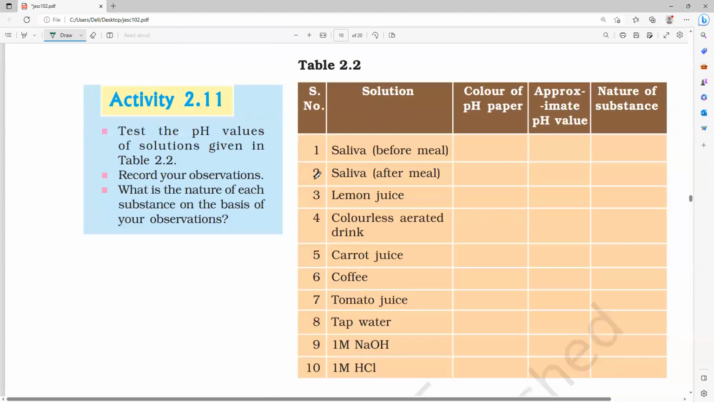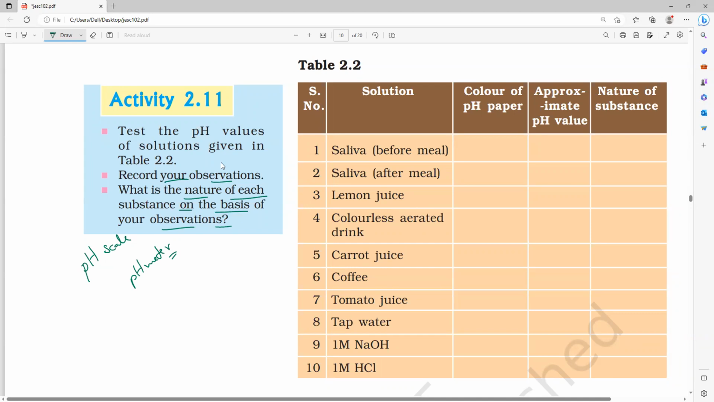Okay, now this is the tabular column. Test the pH values of solutions given in the table. If you go to the lab, we have a ready-made pH scale, we can say a pH meter. If you dip the pH meter inside it, you'll get the pH value. Record your observations. What is the nature of each substance on the basis of your observation? That is what they are asking. So we'll proceed now.